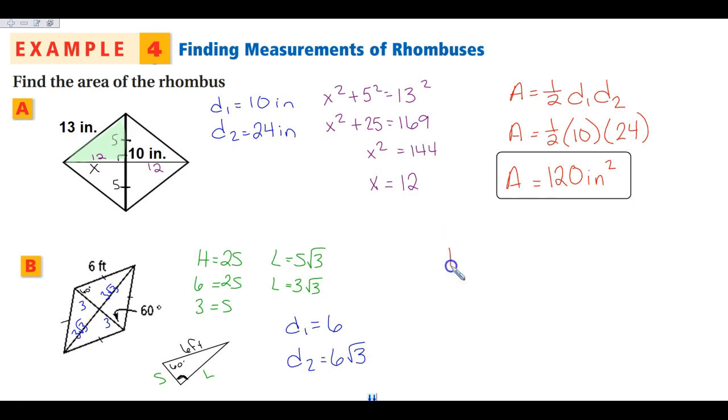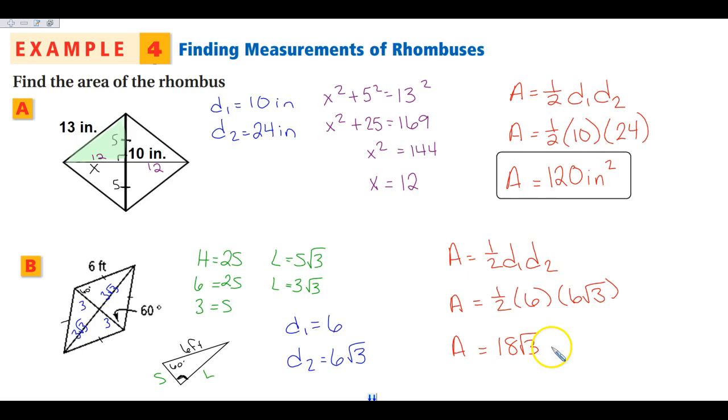All right, then from here, we can write our formula. Area is 1/2 diagonal 1 times diagonal 2. Okay, so it is 1/2, diagonal 1 is 6, diagonal 2 is 6 times the square root of 3. So when I multiply these together, 1/2 times 6 is 3, times 6 is 18. So it is 18 times the square root of 3. And my unit is feet, so it is feet squared.